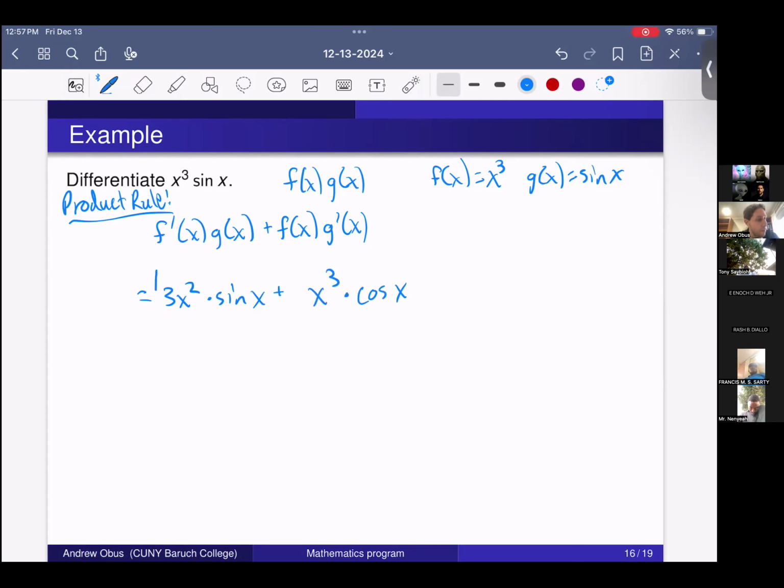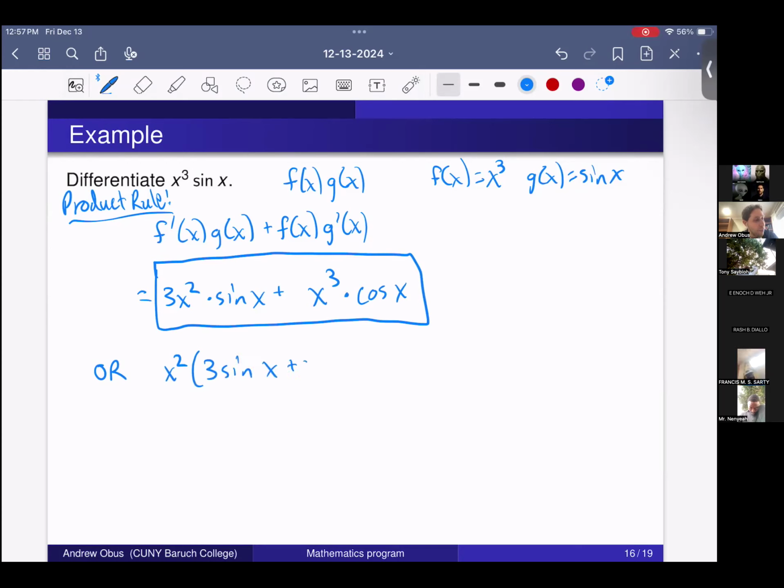And if we like, we can factor out x squared, which will leave us with x squared times 3 sine x plus x cosine of x. Great. Both of these are the same.